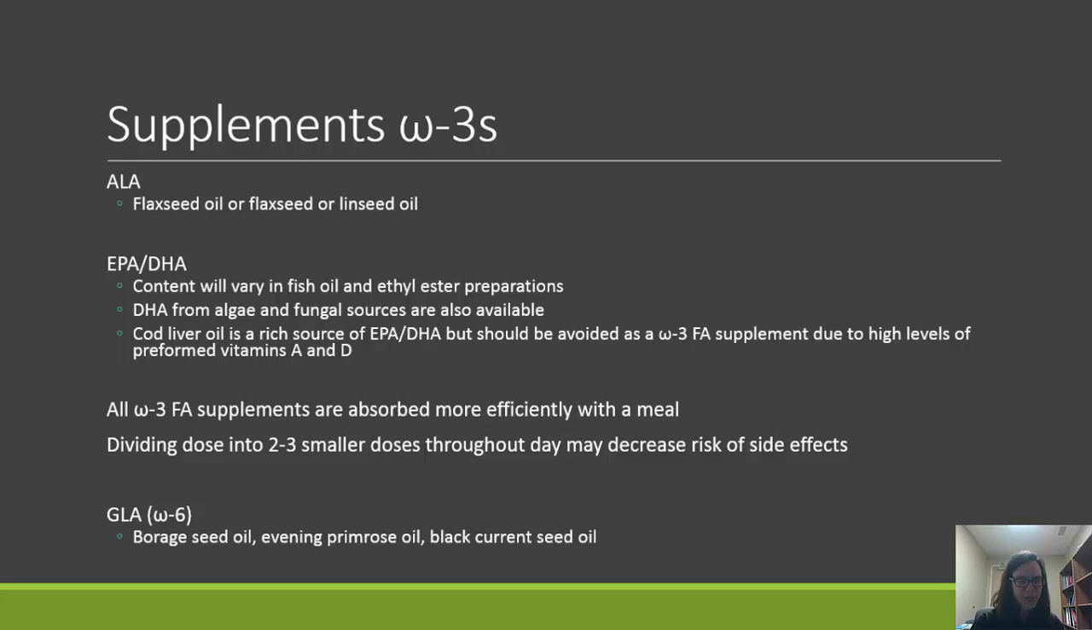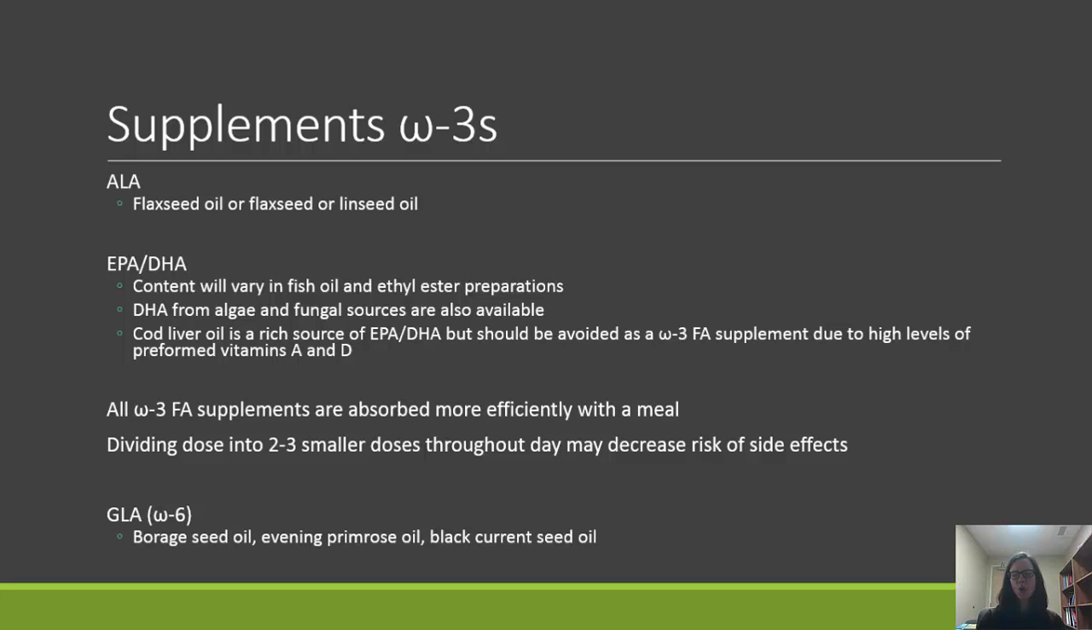Now, all omega-3 fatty acid supplements are absorbed more efficiently with a meal, and you'll get higher bioavailability if you break up your doses throughout the day instead of taking it once a day. And this can also decrease your risk of side effects. When I talk about side effects, a lot of it is digestive. A lot of people don't like to take fish oil supplements because they'll burp it up and it's pretty disgusting for them, or it may cause some sort of GI distress. So we can decrease the risk of side effects by just breaking it up throughout the day.